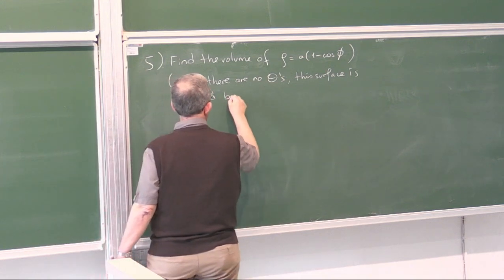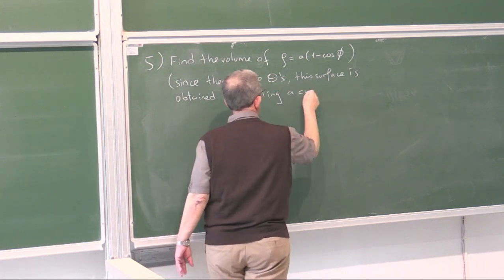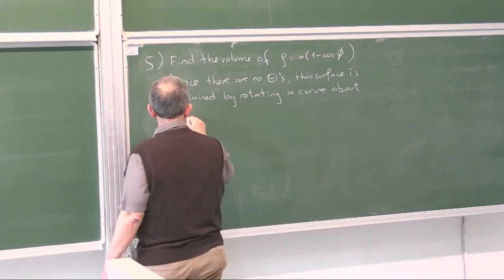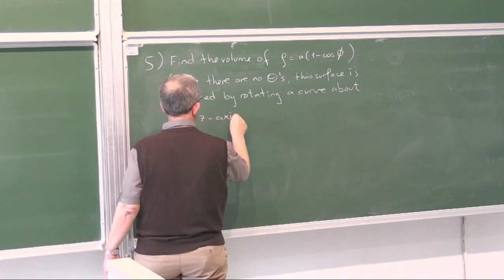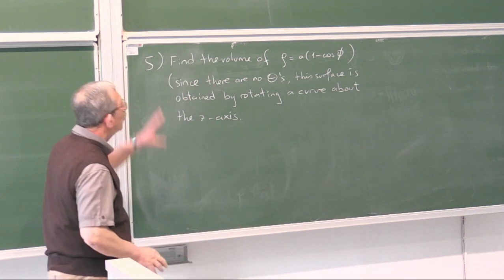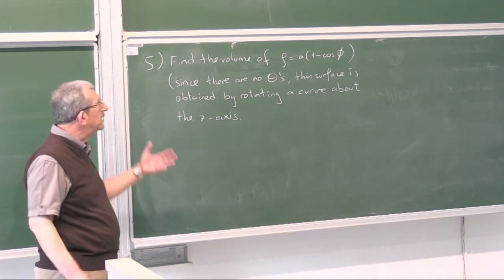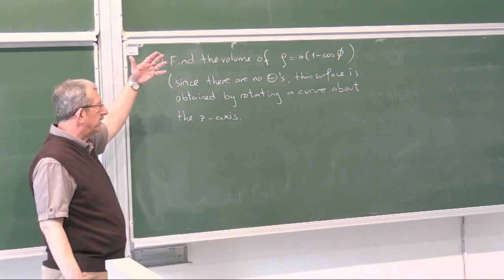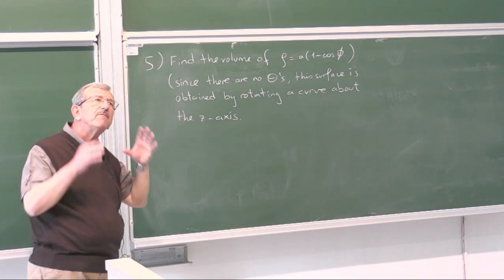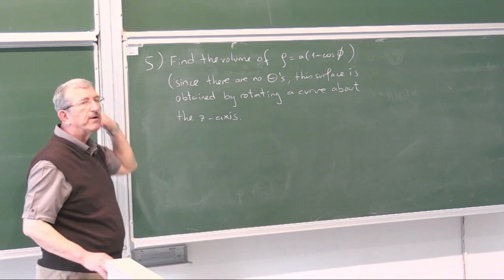Is obtained by rotating a curve about the z-axis. Namely, for any theta, you always get the same curve. And theta constant means you have an intersection with a vertical plane. So all vertical planes give you the same curve. And so when you rotate it, you get the whole figure.